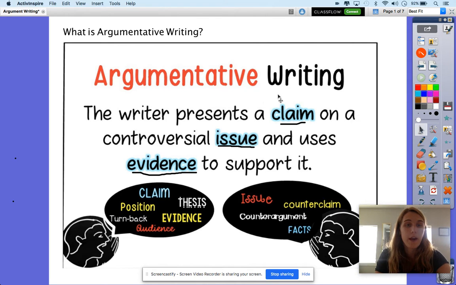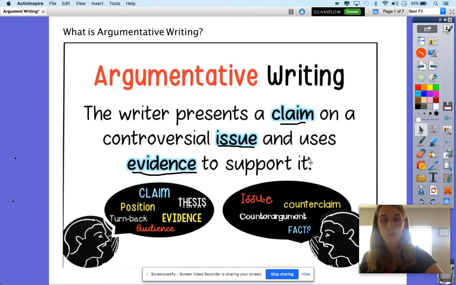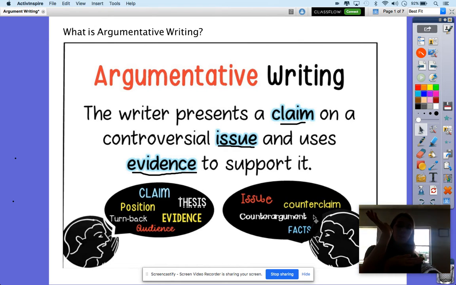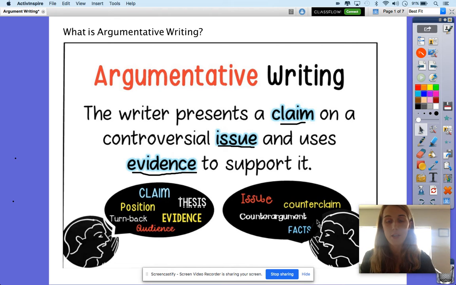Argumentative writing is when the writer presents a claim on a controversial issue and uses evidence to support it. Notice there are two sides here. And we know from class that it's really important in argumentative writing that you've got your claim and evidence, but that you're also mentioning the other side. It's not a completely unbalanced scale. Argumentative writing really tries to think about both voices.